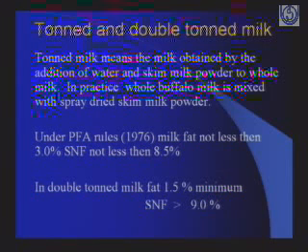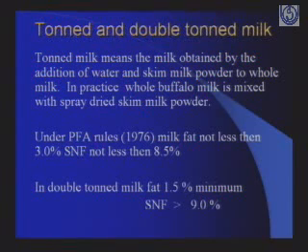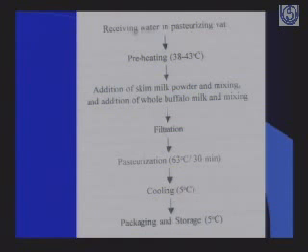Toned milk is the brainchild of Dr. D.N. Khurody. It was prepared to increase, or tone, the supply of milk. Toned milk contains 3% fat and 8.5% SNF, and double toned milk contains not less than 1.5% milk fat and not less than 9% SNF. Then this is the flow diagram for the toned milk.